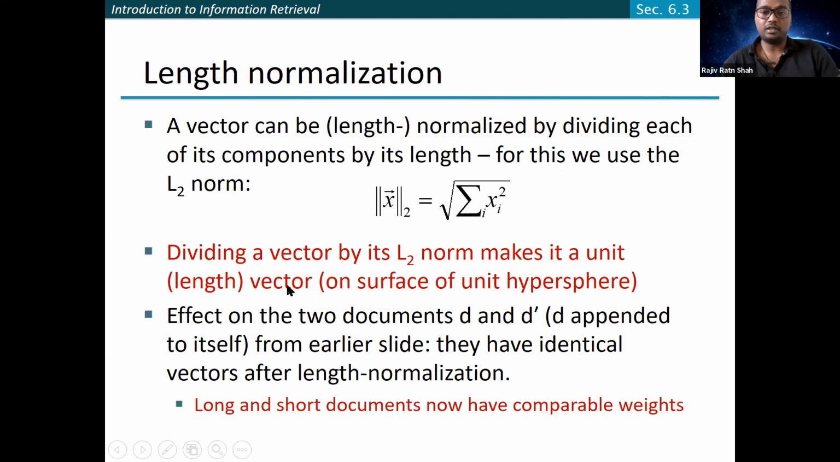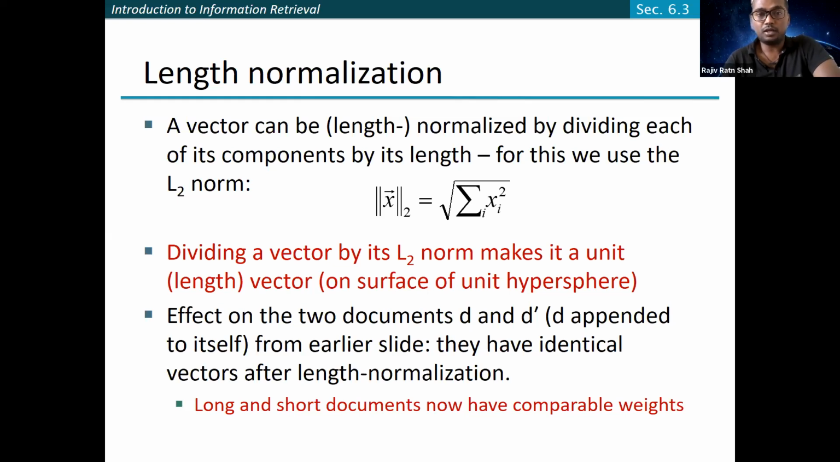Since it is now a unit length vector, you can simply compute the cosine value between those two vectors. The effect on the two documents D and D dash is that, since D was appended to itself, they now have an identical vector after the length normalization. So even if the term frequencies for the different terms are different, if they are relatively similar, meaning the ratio is the same, they will be treated exactly the same way.